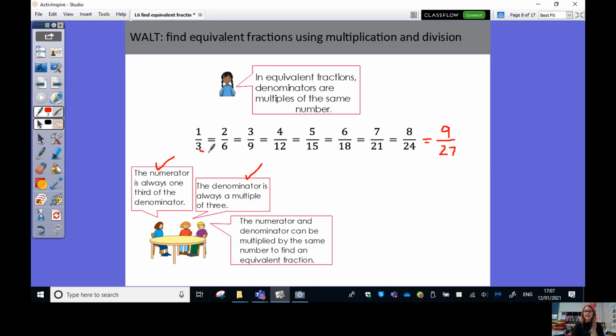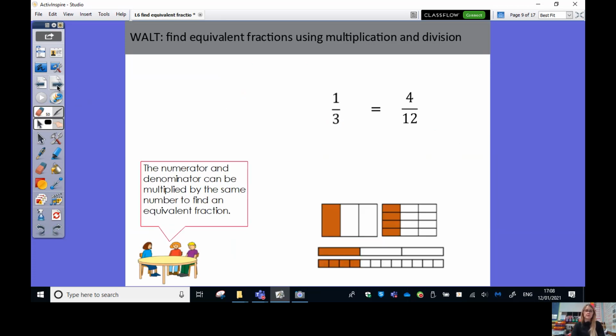So if I was to do 3 into 27, 27 divided by 3. So that goes 9 times. And then if I multiply the numerator by the same number, 1 times 9 is 9. So that one works as well. So this is definitely true so far. So if we look at the statement on the top, in equivalent fractions, denominators are multiples of the same number. So that is always true.